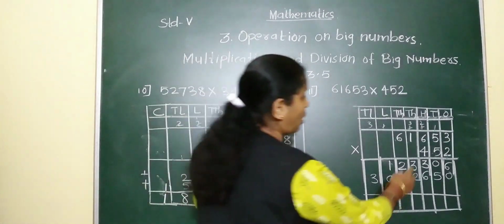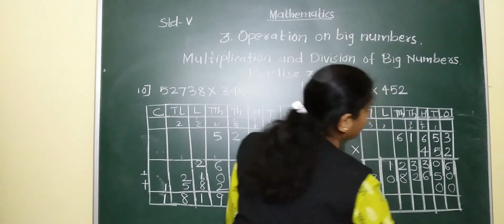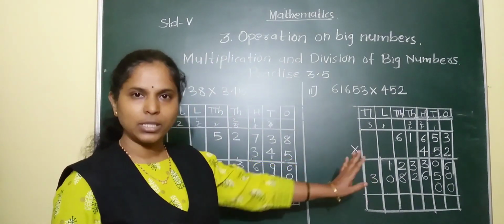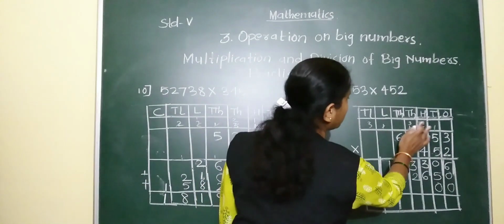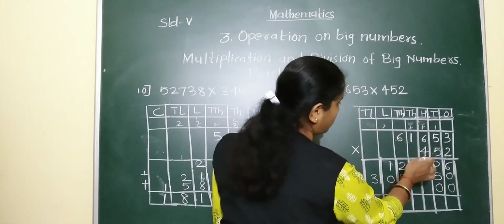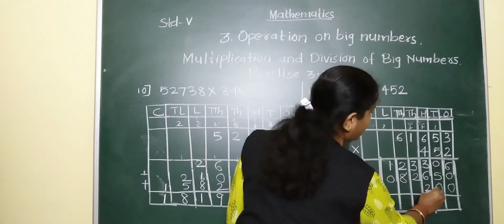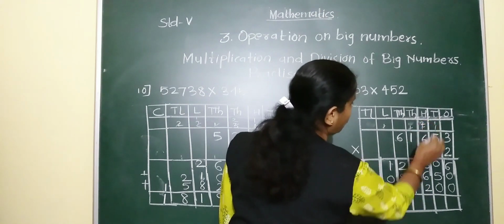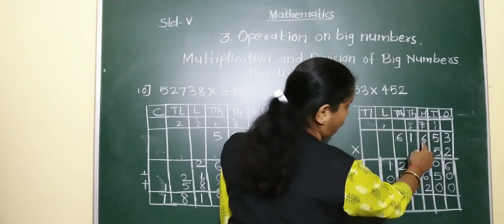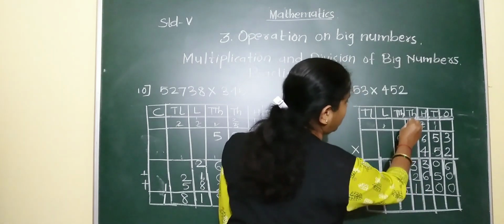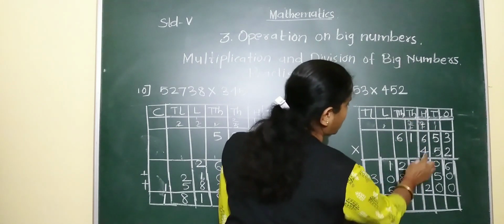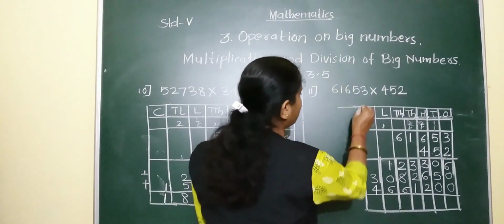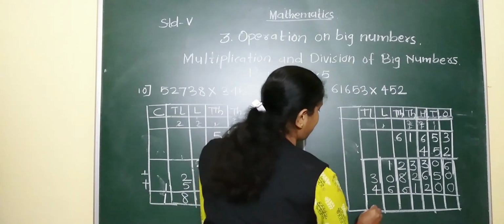Now with 4s. With 4 we have to multiply. So 1's place and 10's place, 0 will be there. So these numbers we will erase. 4 3s are 12, carry 1. 4 5s are 20 plus 1, 21, carry 2. 4 6s are 24 plus 2, 26, carry 2. 4 1s are 4 plus 2, 6. And 4 6s are 24. Here also we have to increase one column.